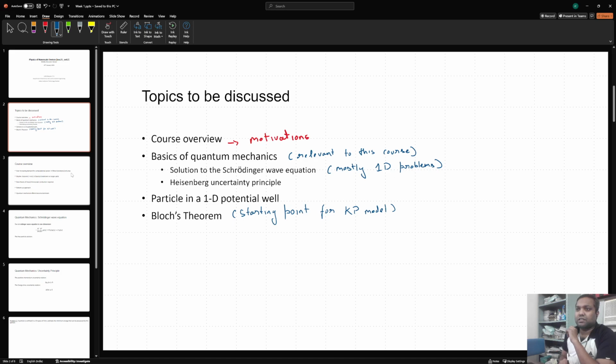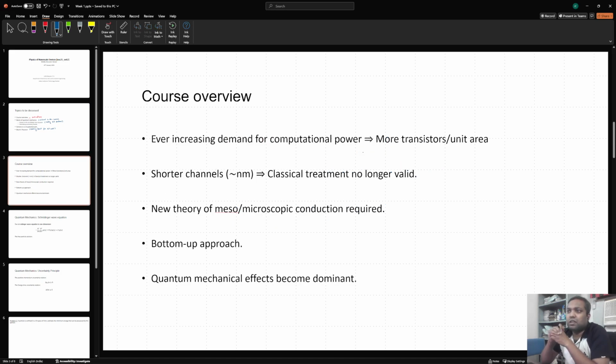So first, we are looking at the course overview. Why are we even considering the concept of nanoscale devices? The primary reason is there is an ever increasing demand for computational power. This ever increasing demand is what is pointed out by Moore's law, where it is said that there will be an order of magnitude increase in the number of transistors per unit area of the die as a certain time progresses. So it gives a kind of exponential growth trend for the computational power of integrated circuit chips.